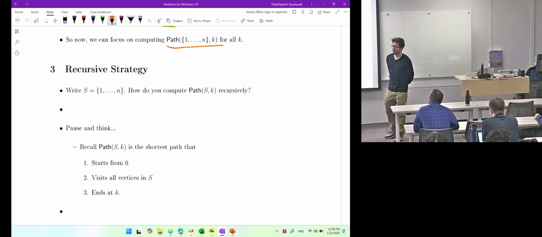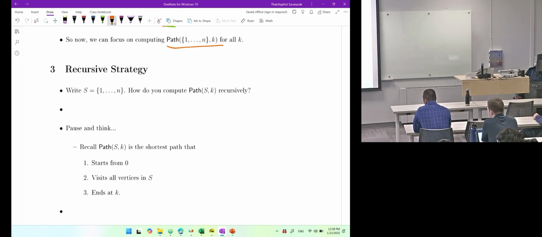So your name is Guy. Yeah, good. So what Guy just suggests is that this is a solution where you start from 0, visit everyone in S, and end at K. So we want a recursive solution where the size of the set S is smaller. So what do we have? What choice? How do we come up with this?